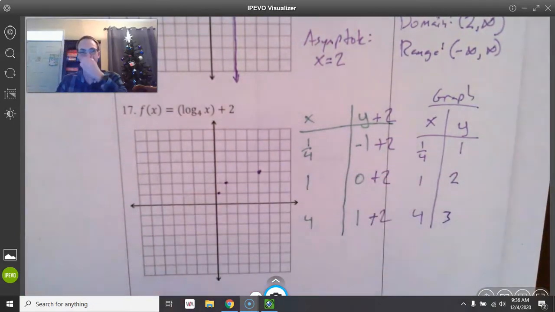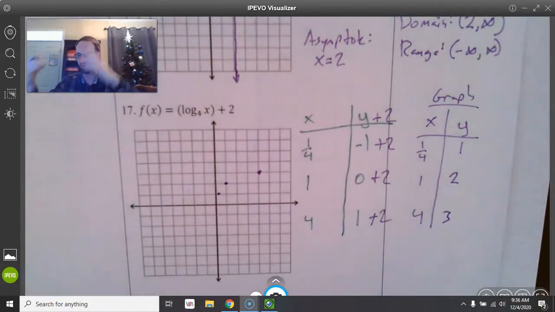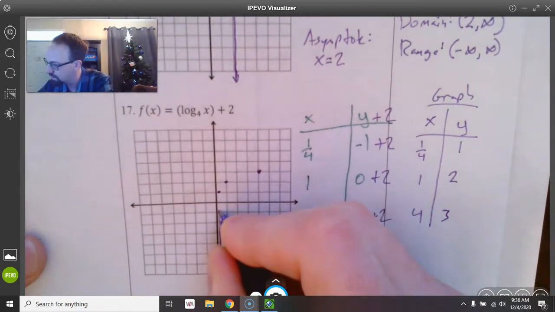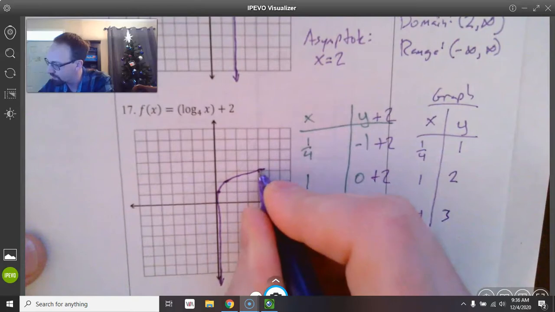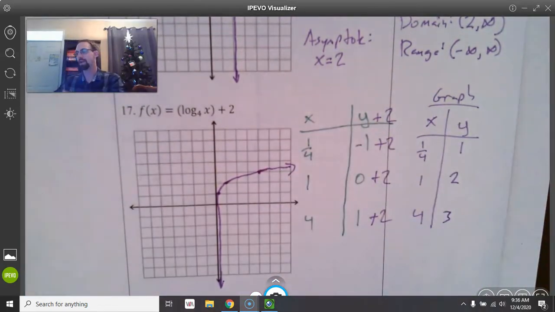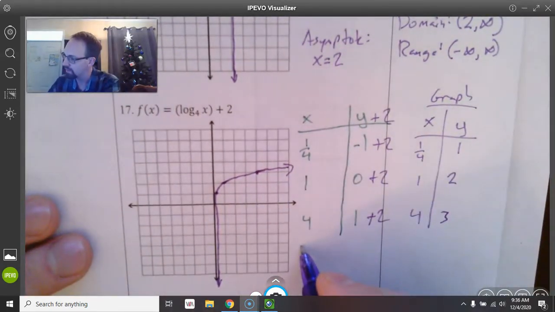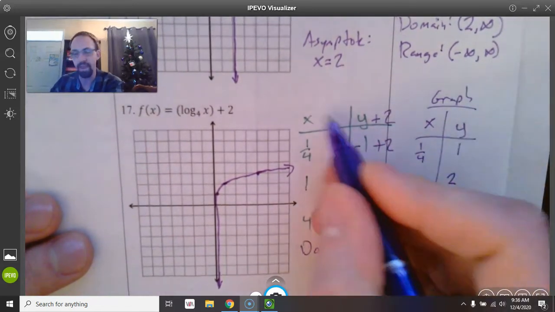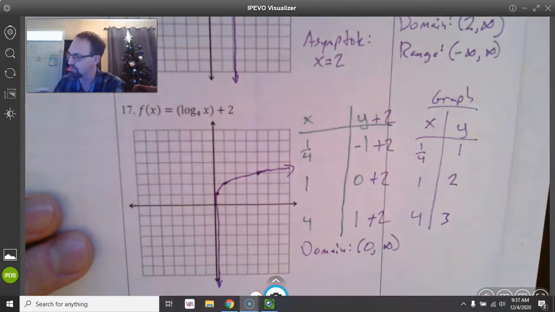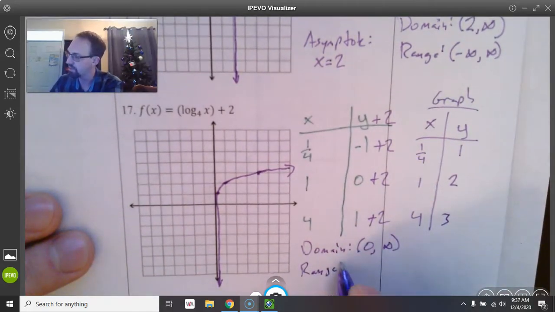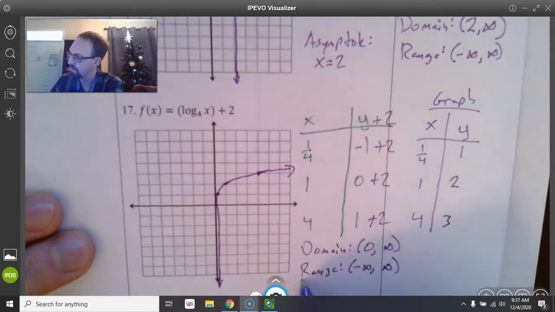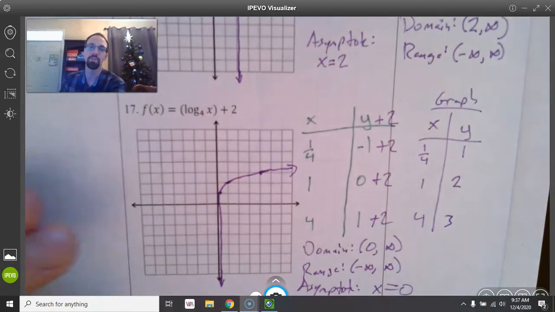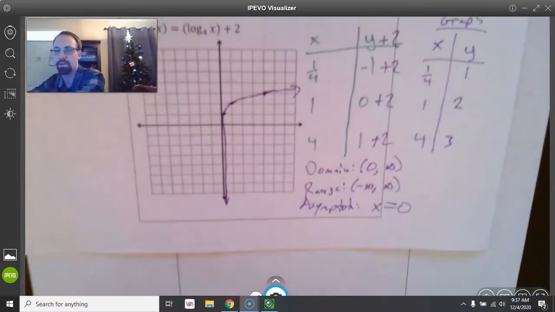So everything got shifted. And if you think about it, that plus 2 normally shifts the graph up. This shifts the graph up 2 units. So my x values didn't change. I didn't shift left or right. I just shifted up in this case. So my domain is still 0 to infinity because I didn't have an x transformation, a shift left or right. My range is from -infinity to infinity. And my asymptote here is still x equals 0. Remember, your asymptote and your domain are correlated. They are related with one another.